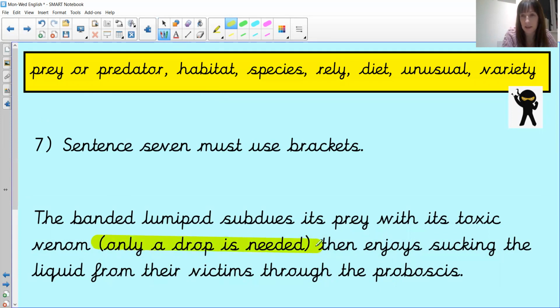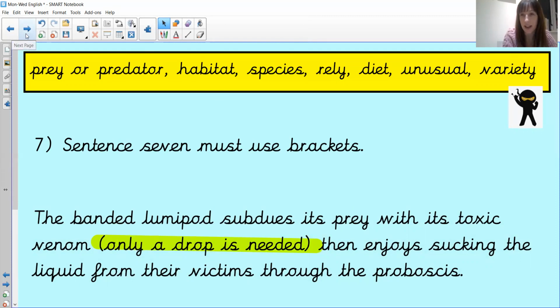They don't need to be very long. It's just a little bit of extra information with a bracket there and a bracket there. The extra information needs to describe the noun. It can't just be a completely random bit of information. It has to be describing this to do with this. All right, so think about your creature. Sentence number 7 with some brackets. Pause me here and off you go.